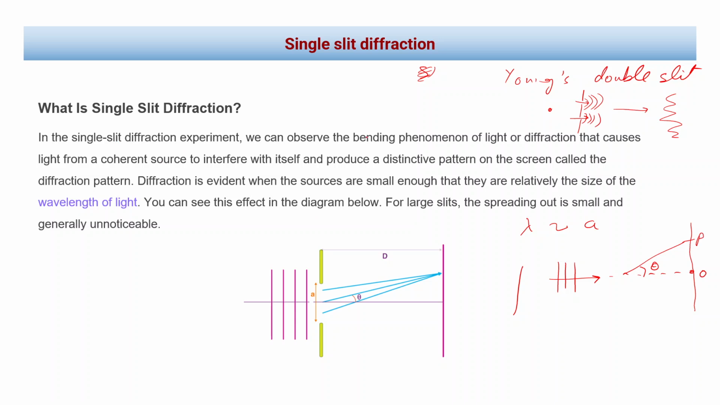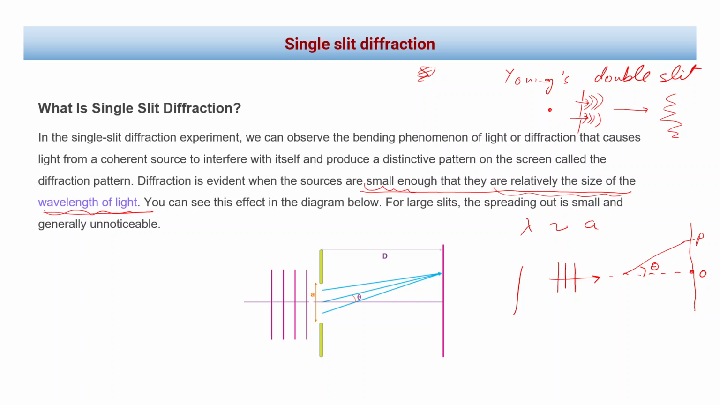And so here we observe the bending phenomenon of light, or diffraction, that causes light from a coherent source to interfere with itself and produce a distinctive pattern on the screen called the diffraction pattern. Okay, so one thing more, diffraction is evident when sources are small enough. As I have been telling, diffraction is evident and happens when sources are small enough that they are relatively the size of the wavelength of light. This is a very important condition for diffraction.